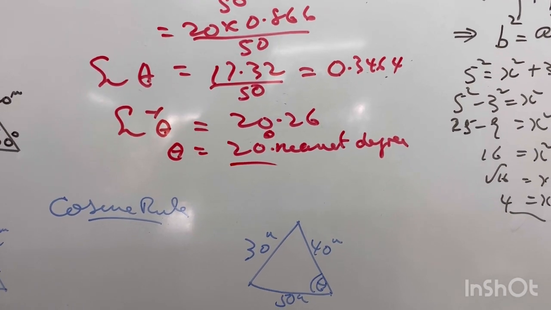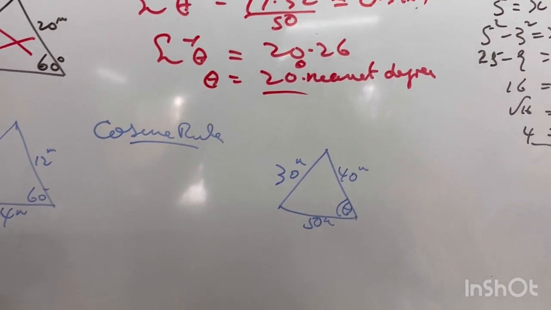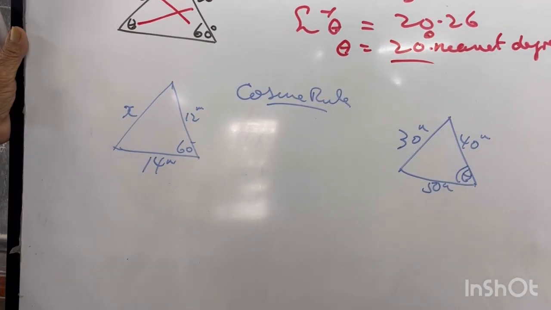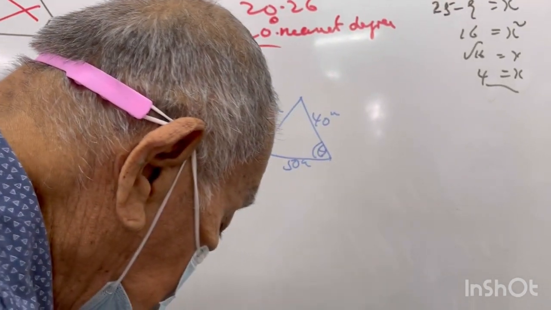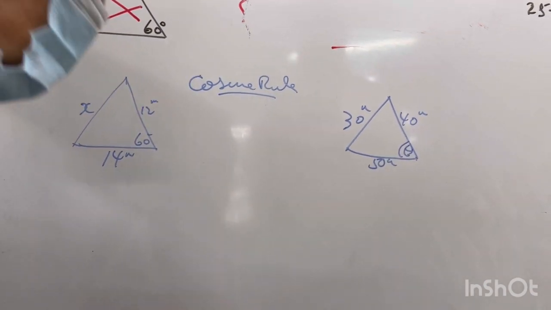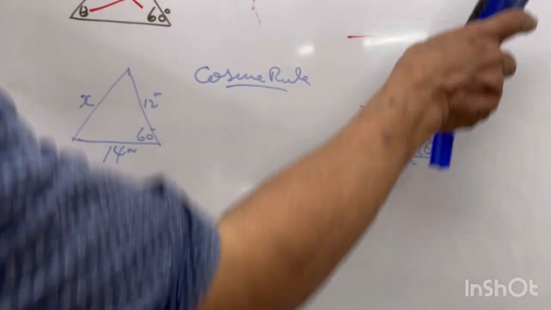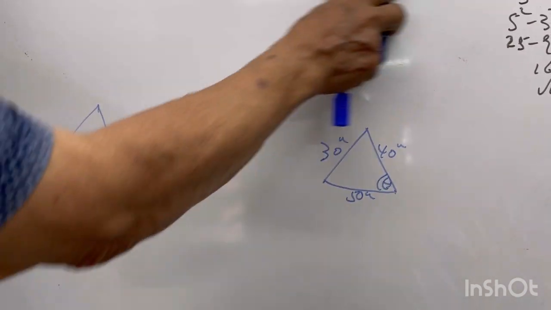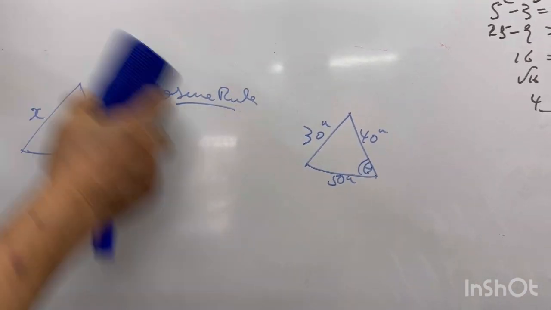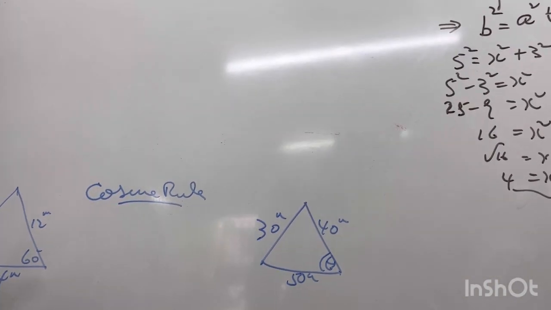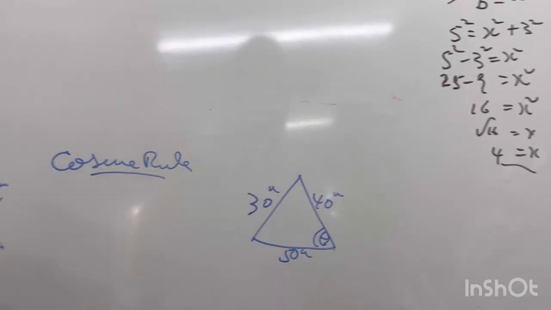Now let's go to the cosine rule. In the cosine rule, I will now let's go to the cosine rule. Let me try it over.